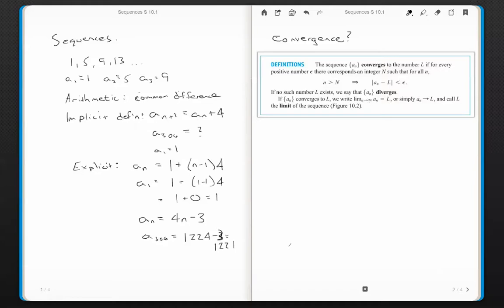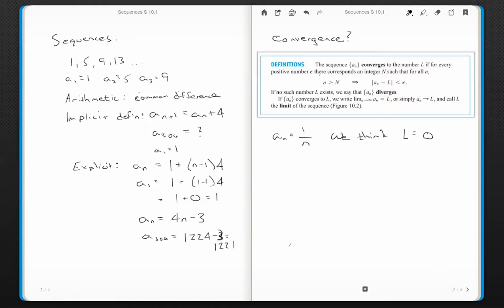Let's take a step back and ask, what does this really mean? This sequence converges to the number L. Let's look at one like this. Let's say that a sub n equals 1 over n. We're pretty sure this converges to 0, right? The bigger n gets, the closer it gets to 0. So it converges to L, and we think L equals 0.